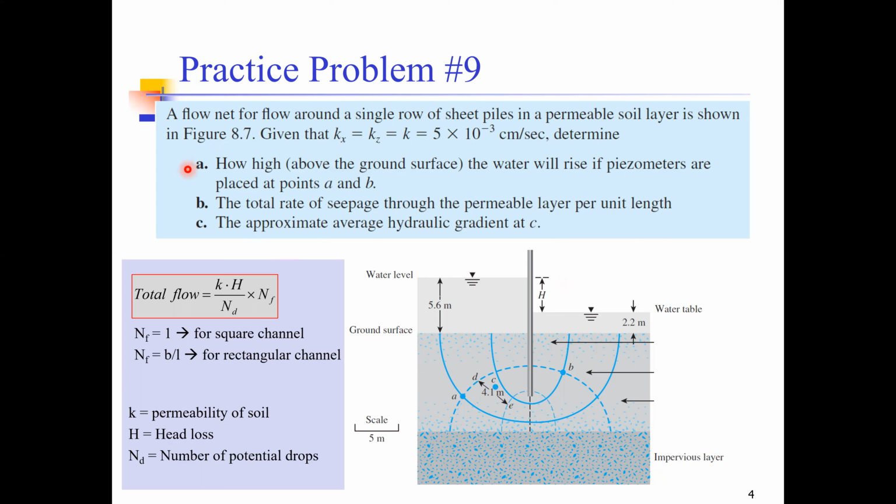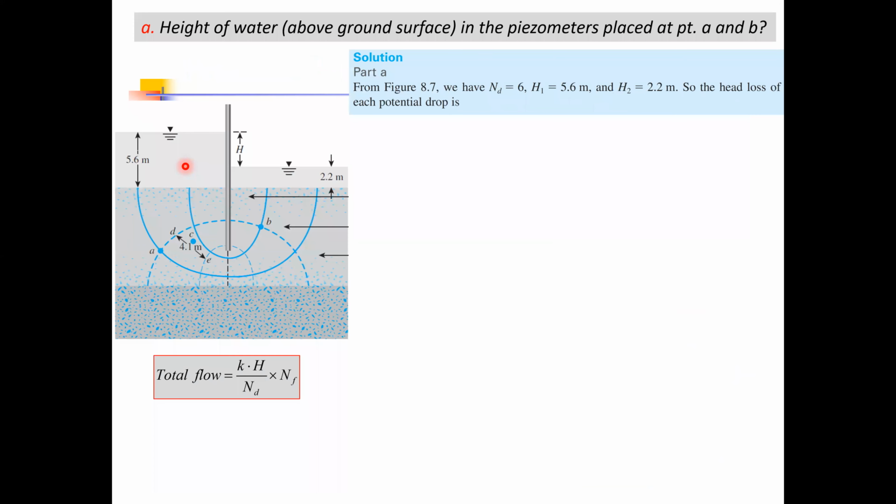Let's see how we can solve part A. Part A says that we have to determine the height of water above the ground surface in the piezometers at point A and at point B. So what we have to do first is dissect how many equipotential lines we have. If we look, we have one equipotential line going here, the second equipotential line here, the third equipotential line, and the fourth equipotential line.